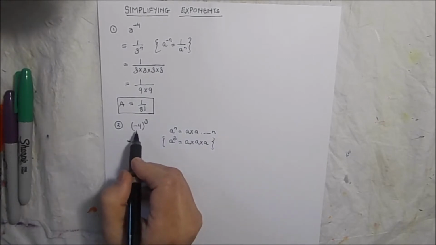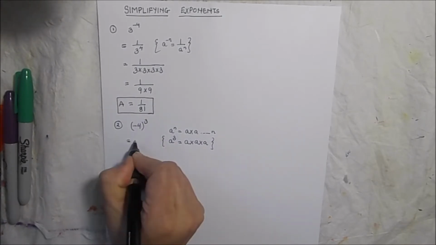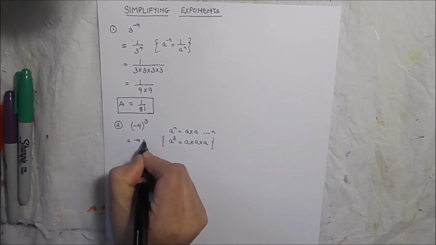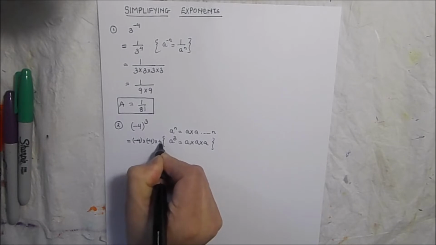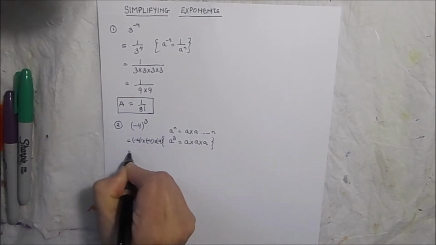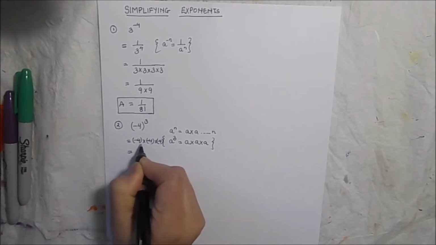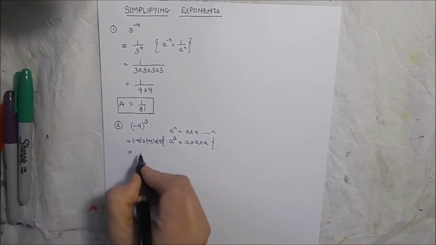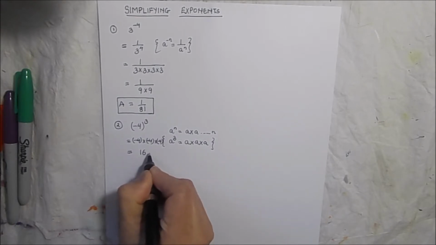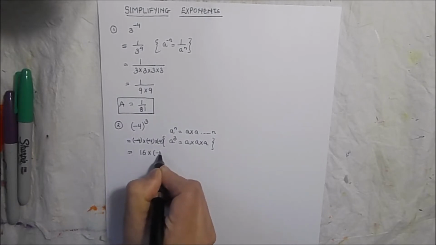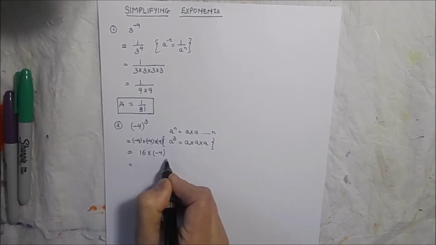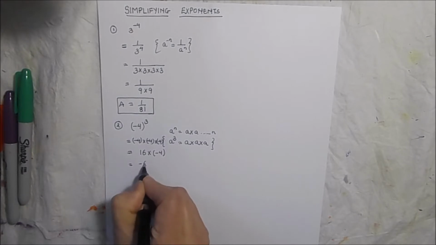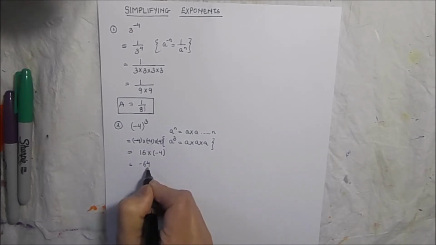So here negative 4 to the power 3 is minus 4 times minus 4 times minus 4. So negative 4 times negative 4 will give us 16, because negative times negative is positive, times negative 4. Now 16 times negative 4 is negative 64. So this is our final answer.